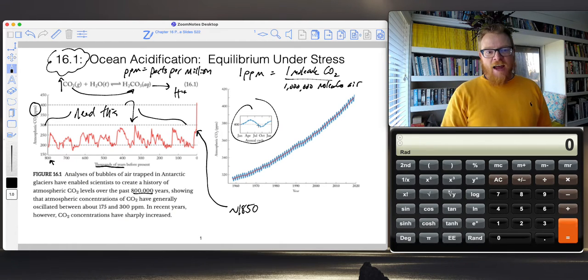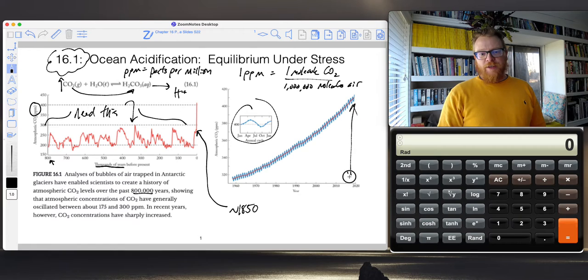However, it's this natural cycle. You can see it does not oscillate by very much. But rather, if you look at the big trend here, this big increase is absolutely due to humans.